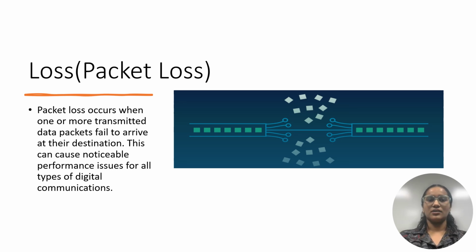This occurs when data packets fail to reach their destination. Packet loss can happen due to network congestion, faulty hardware, or even issues with the network configuration. Packet loss can cause disruption in services like video streaming or VoIP calls. For example, if you are on a video call and experience packet loss, your conversation might get choppy or you might lose connection entirely.